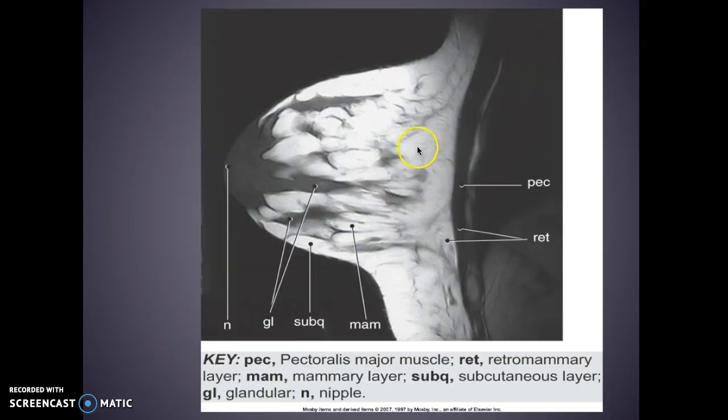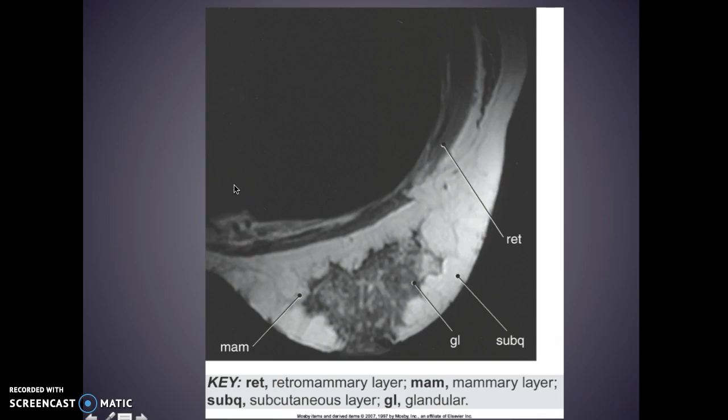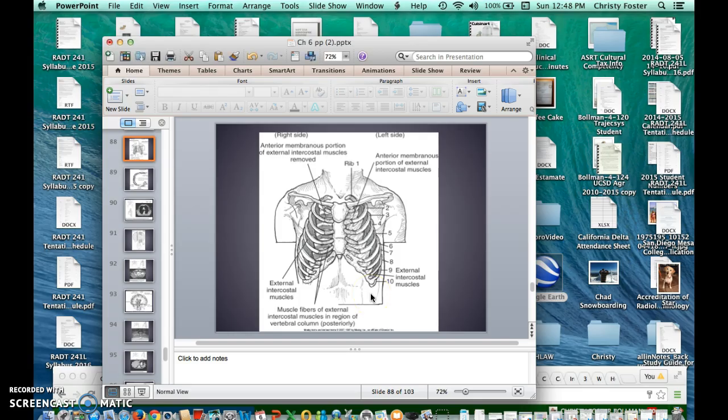Here's an MRI. This is a sagittal T1. So we're looking here at your pectoralis muscle, your retromammary layer. This is your mammillary layer, subq layer with your glands and your nipple. This is axial. You can see your retromammillary layer, your subq layer, and your glands. All right, so that was it for your lecture on the breast.